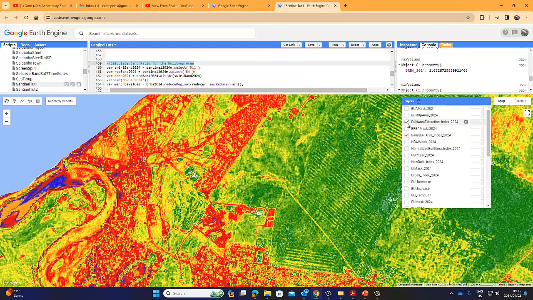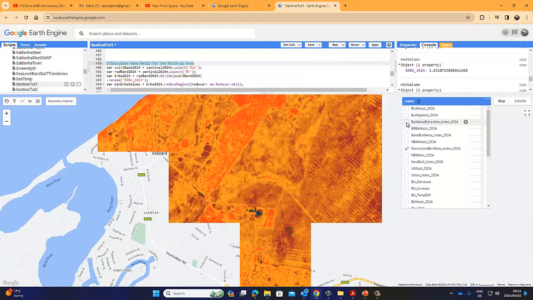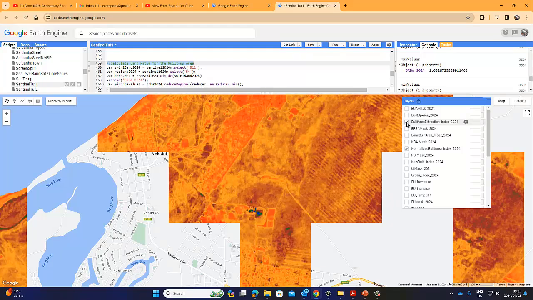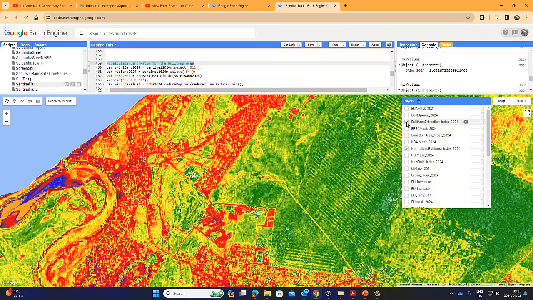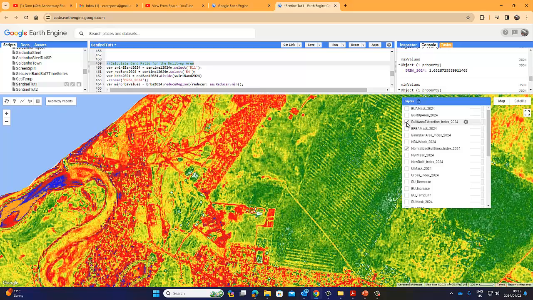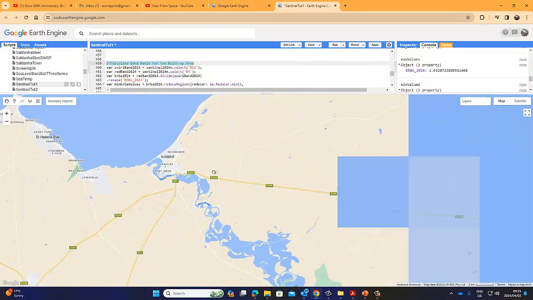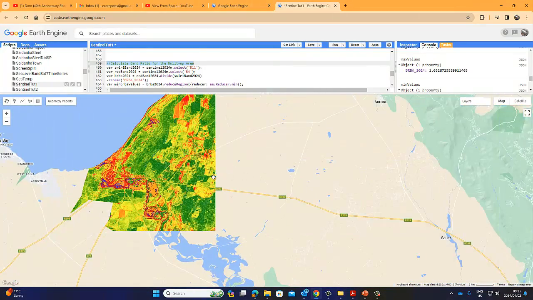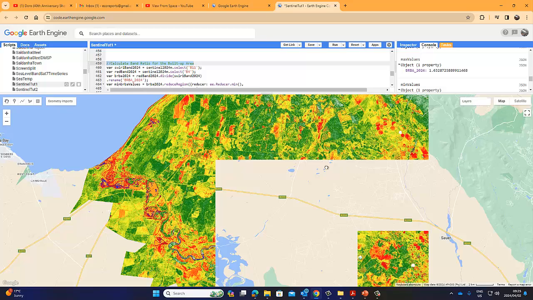So for example, let's look at the normalized build-up area. You can see how, okay, the visualization parameters are not that ideal, but again, if you compare the two, you can see it's much more accurate in identifying the build-up areas. So, as I said, it's a pity that it also struggles to differentiate between the build-up and the bare soils.